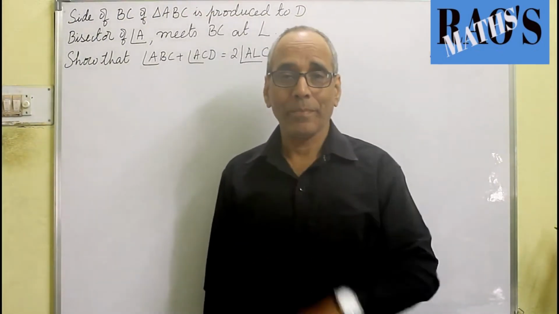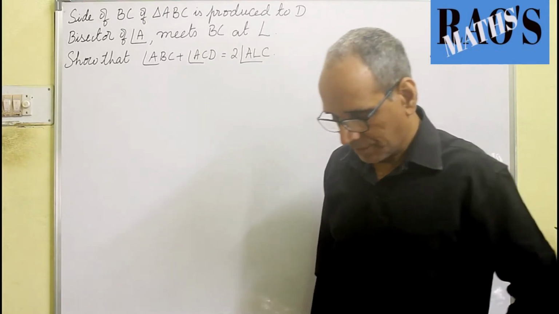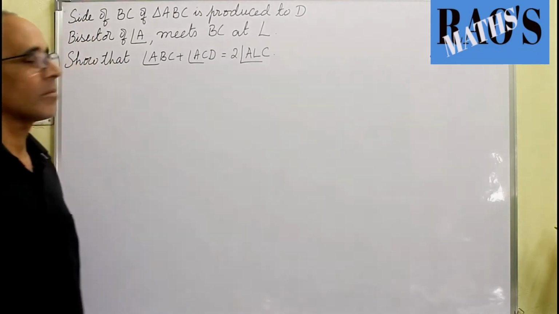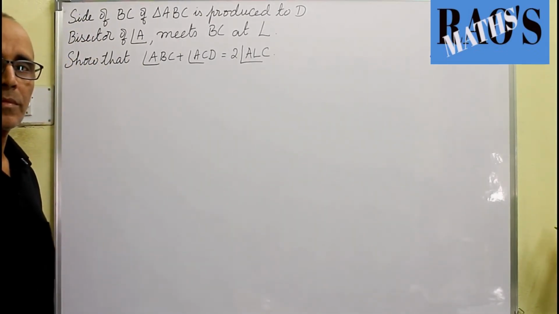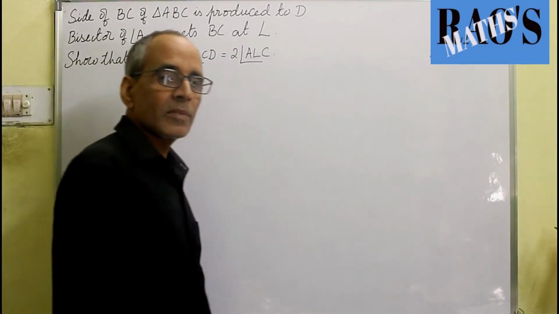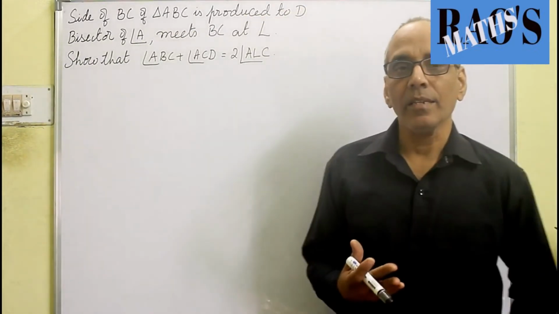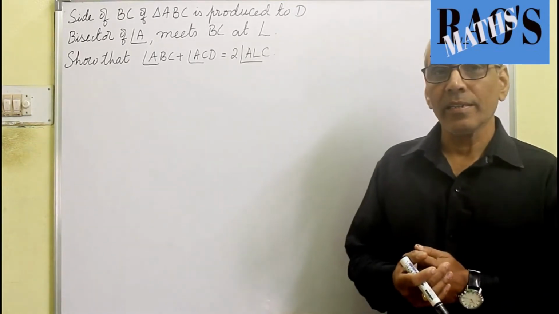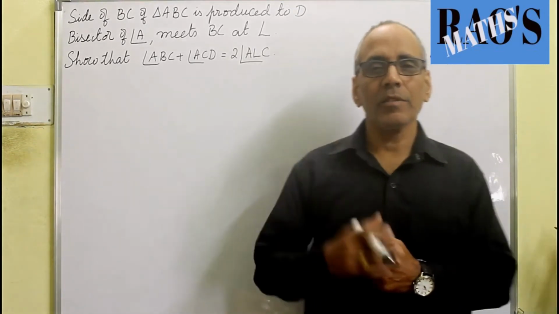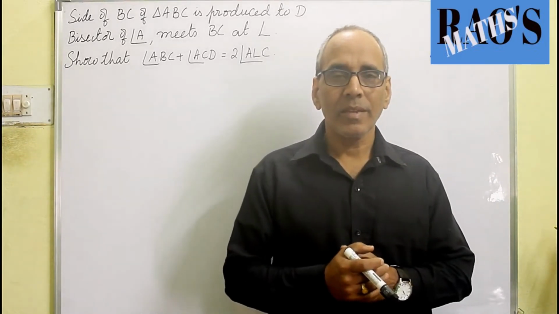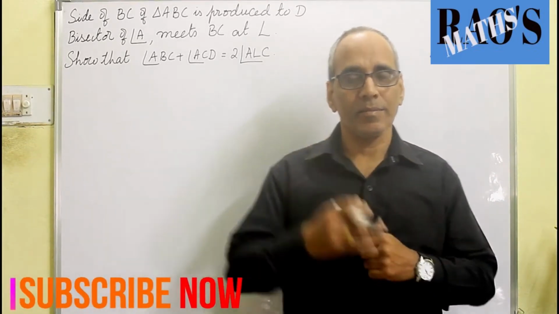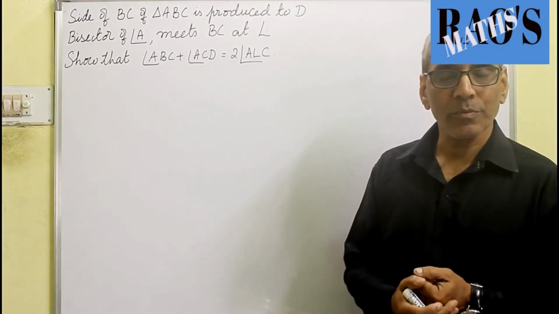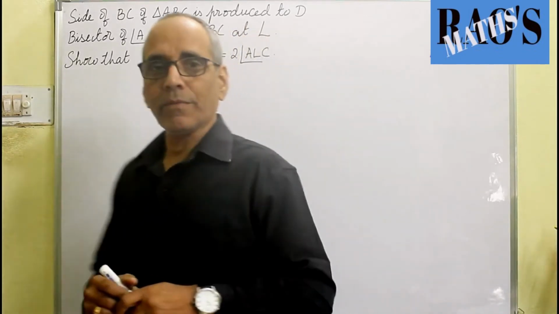Read the question. Okay, I read it. Side BC of the triangle is produced to D, that means extended, and the vertical angle of the triangle ABC is bisected by AL, and you have to prove that. We know what to show. So I draw the diagram for the condition given.